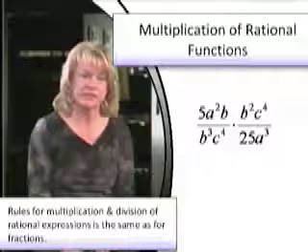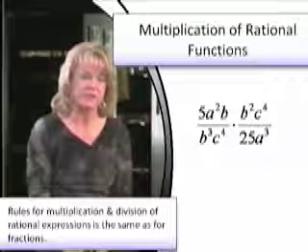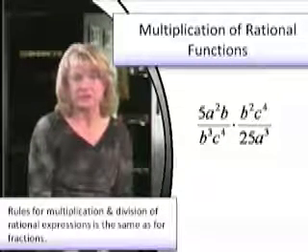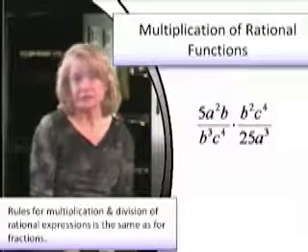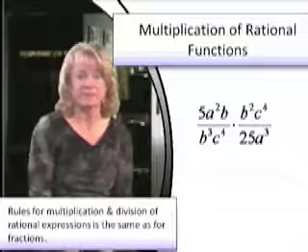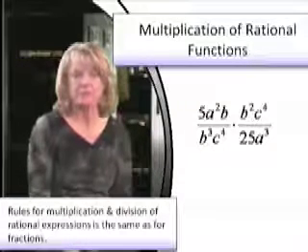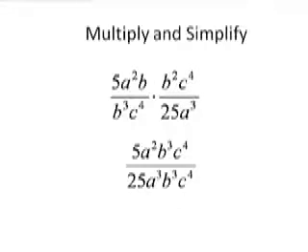Now, since the numerators and denominators are monomials on this one, we won't need to factor. Because of the nature of this one, let's multiply the variables together. Having the variables combined in the numerator and denominator will then make reducing easier for us.